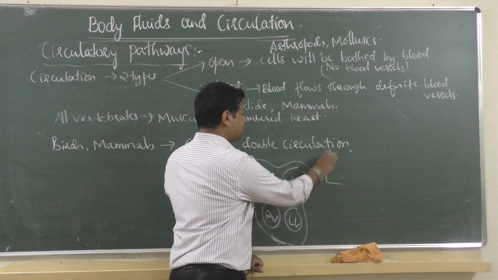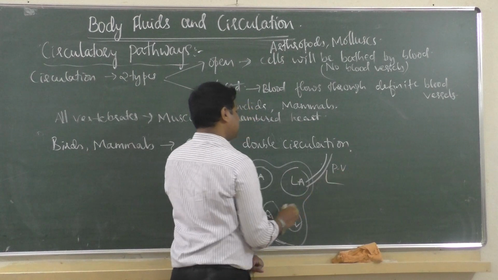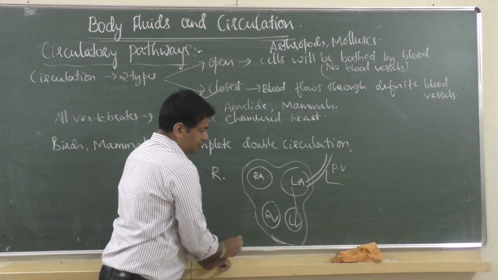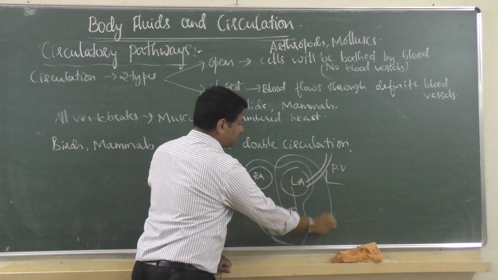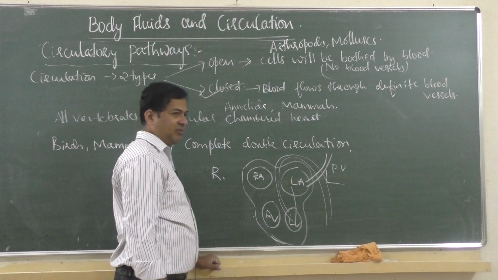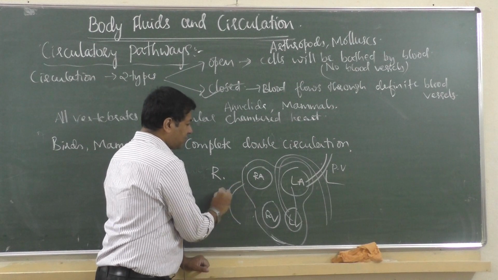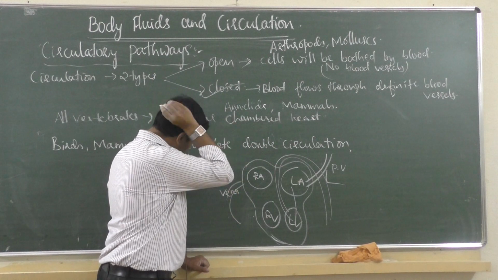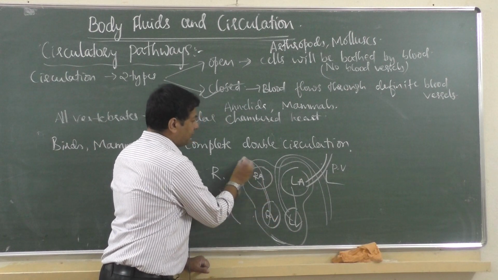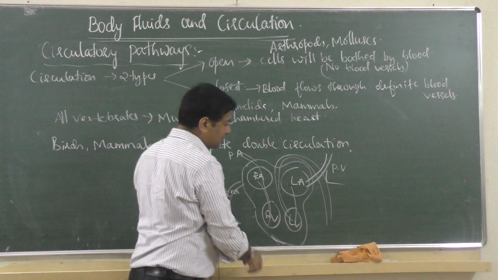So oxygenated blood comes to the left auricle through the pulmonary veins, then from there it goes to the left ventricle, then through the aorta it is transported to all the body parts. Then from all the body parts, carbon dioxide mixed blood comes through the superior and inferior vena cava. Then from there to the right auricle, it goes to the right ventricle. Then through the pulmonary artery it goes back to the lungs.